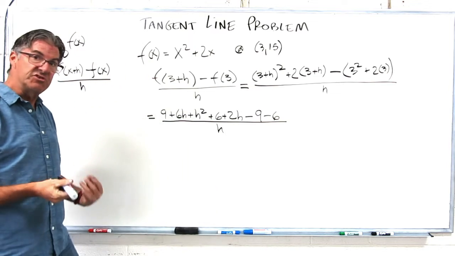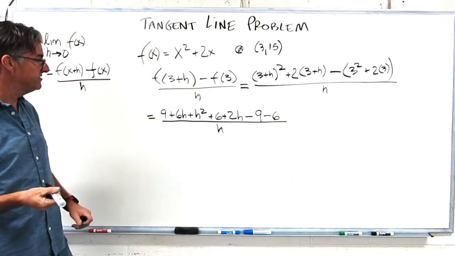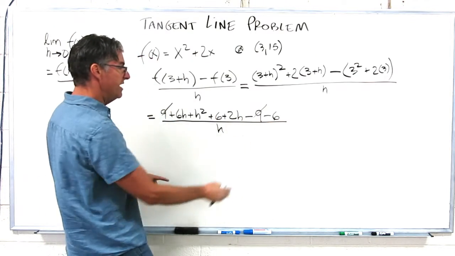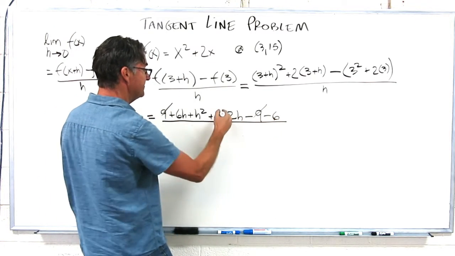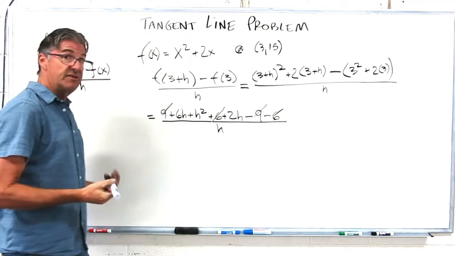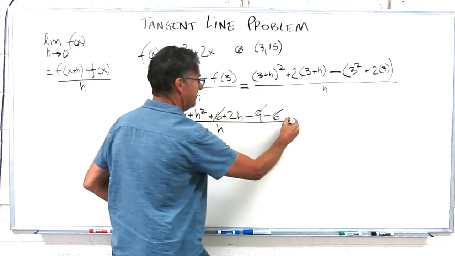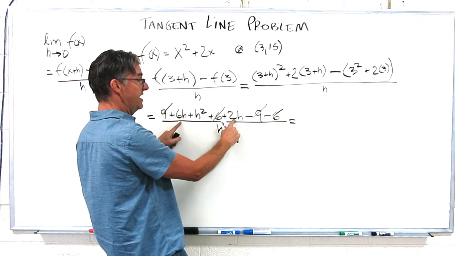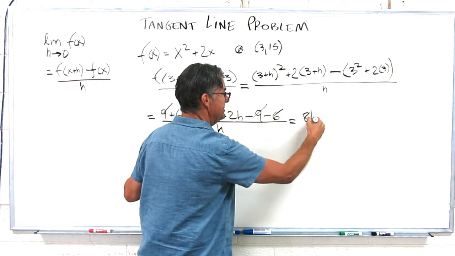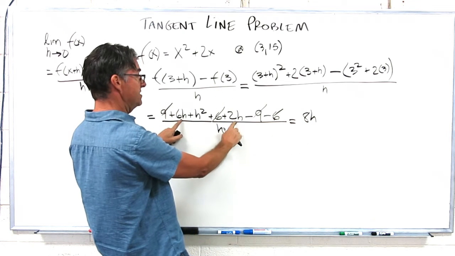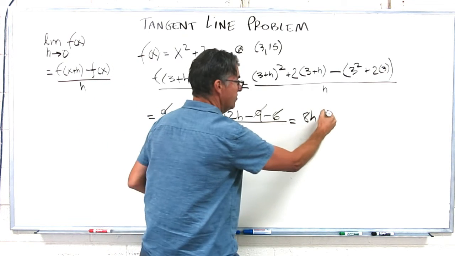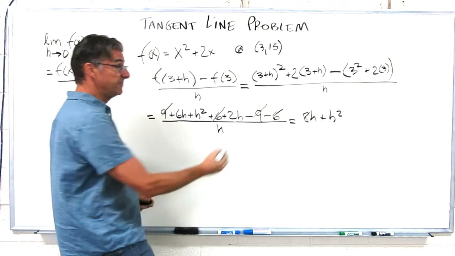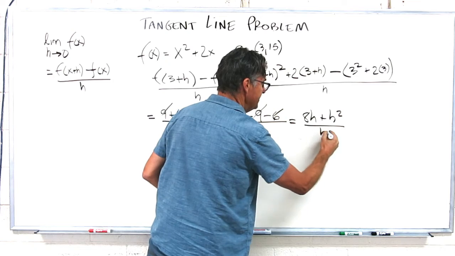Okay, so now we get to do some crossing out. We're not yet at the cancel step, but notice how I have a positive 9 and a negative 9. Those go away. And I have a negative 6 and a positive 6, so those go away. So now let's rewrite this. What I have is, and I'm going to combine my h's, I have a 6h and a 2h, so I've got 8h. And I have my plus h squared. And that's all that's left on the top. Pretty simple. All over h.